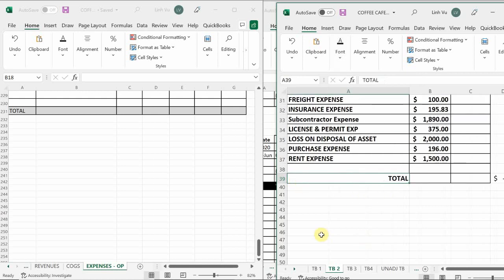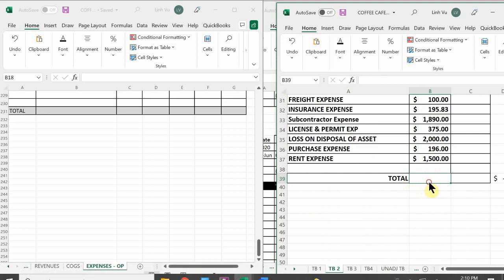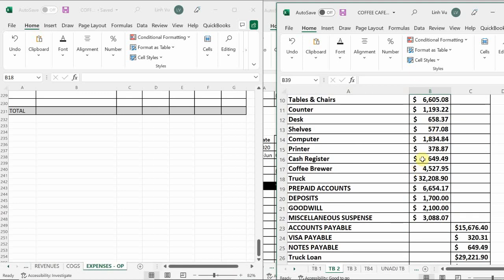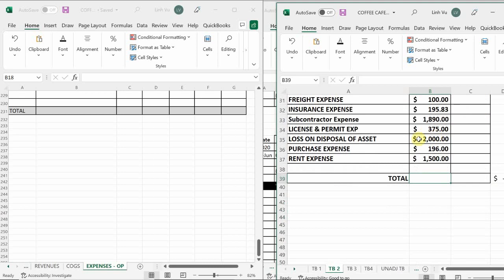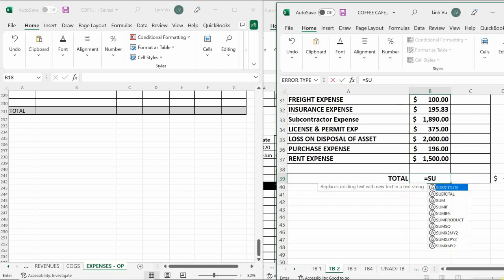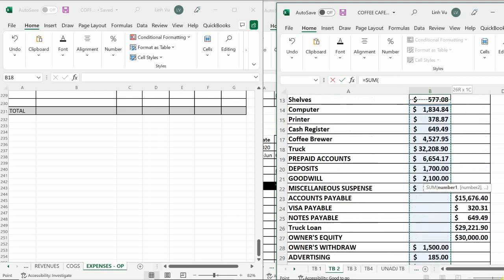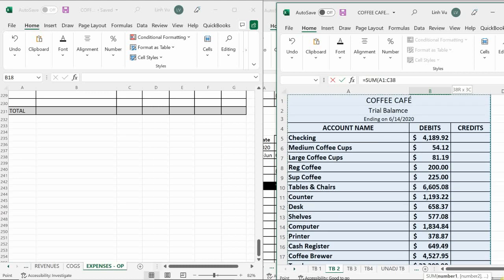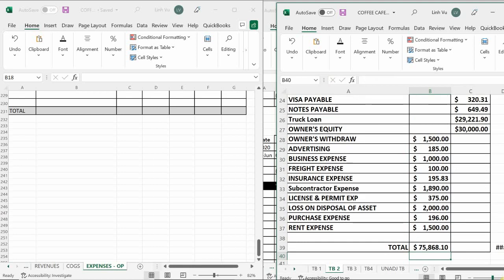Okay. So again, what I'm going to do is my equal sum formula. With Excel, you can click, drag, and highlight all the cells that you want to see, and at the very bottom of your window it will tell you exactly how much that is. But I'm going to go ahead and do my equal sum to figure out my total debits and my total credits. Right? So, all right. Has anyone already solved for it already? I got 75,868.10. And did you match on both sides?